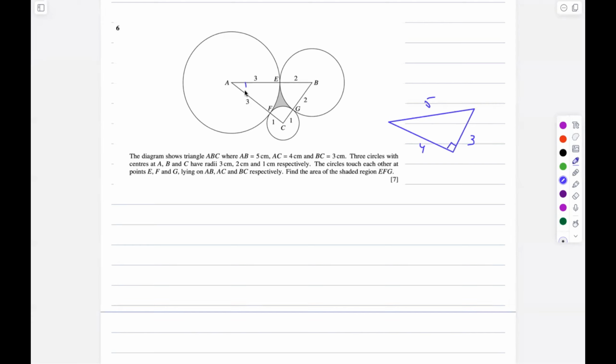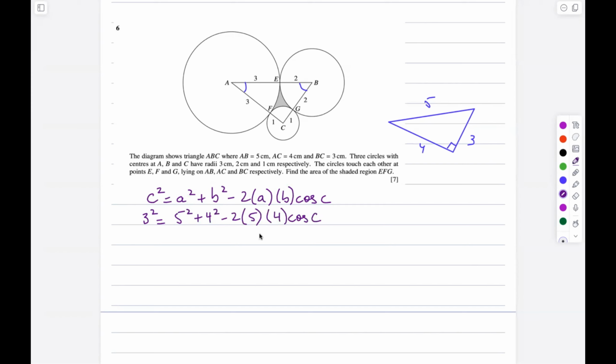So we can find each of these angles using sine, cos, or tan, or we can even use the cosine rule to find these angles. So let's say we have to find the angle CAB, where the length of BC is 3. Applying the cosine rule, c squared is equal to a squared plus b squared minus 2ab cos C. So 3 squared is equal to 5 squared plus 4 squared minus 2 into 5 into 4 cos C.